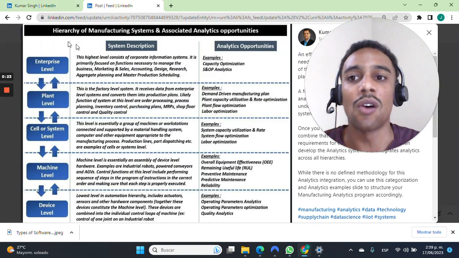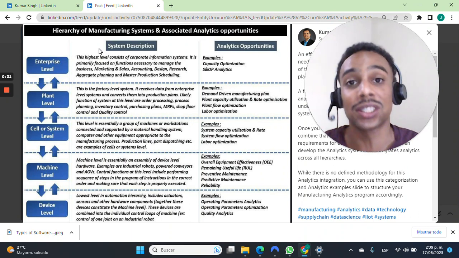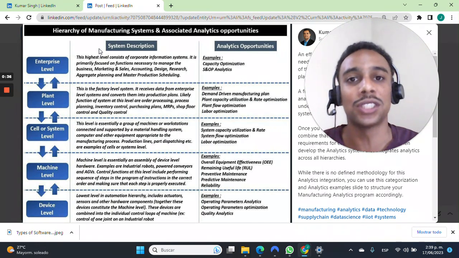And we're going to go over this list here of the hierarchy of manufacturing systems. So if anybody's looking to structure their manufacturing analytics program, these are the terms you need to use, and I'm going to show you how to pronounce them using American English. So here we go.